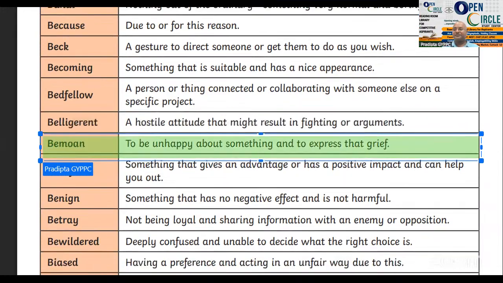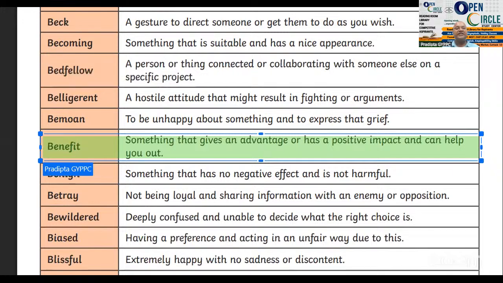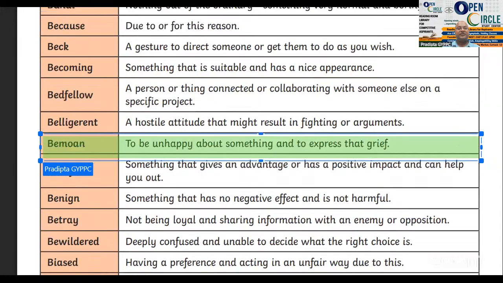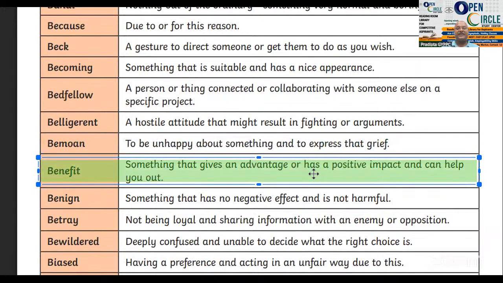Got it? Okay, the next word is bemoan. What is bemoan? To be unhappy about something and show your grief. Mourn means sorrow. So, let us bemoan for 1 minute for the person who passed away. People do that, no? In school you were asked to observe one minute of silence. The word for that is bemoan. Clear? The next word is benefit, a noun. Benefit is advantage. Already you know that.